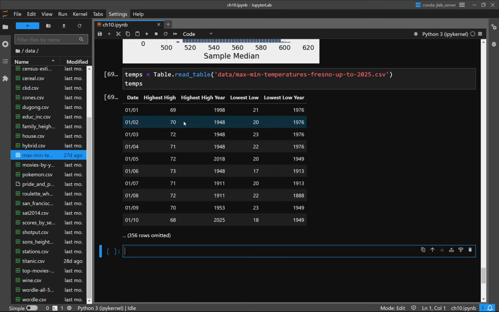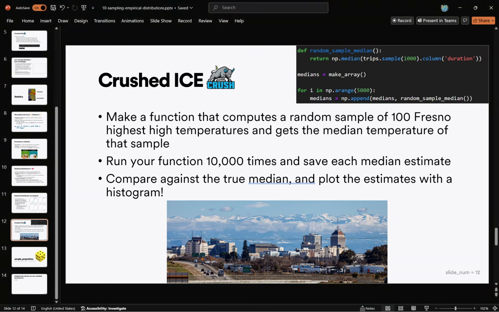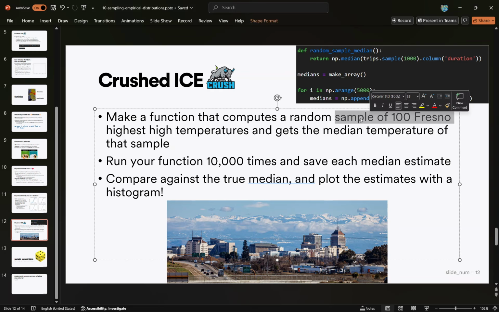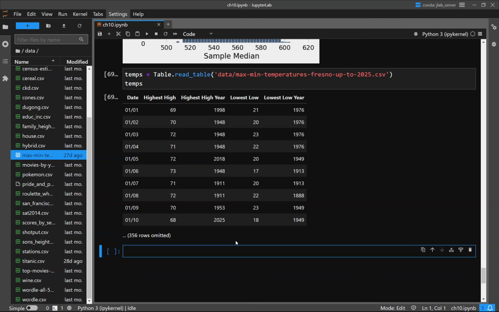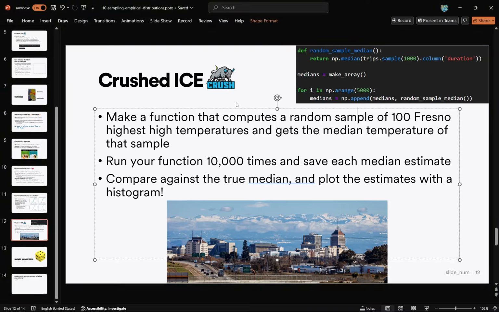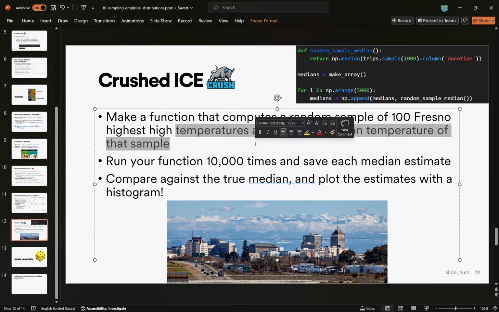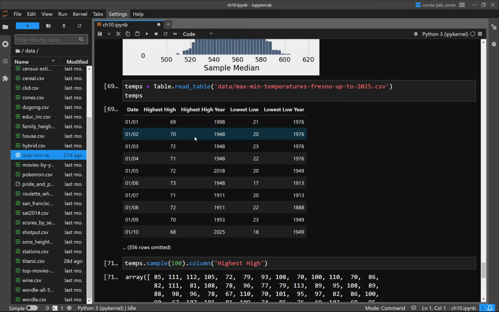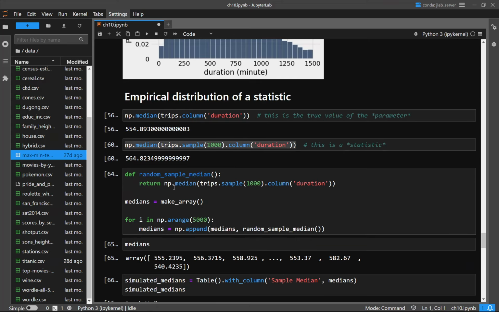I want to work with highest highs. How that works is, let's take a sample. We can get a sample of 100 rows of this table very easily. You can just say temps.sample 100. So there's 100 different things, and I can always get the median temperature of that sample by going to the column highest high. You can spell that out, or it could be column 1. Give me that column, and then you can do the median, like we were doing up here, np.median over that.